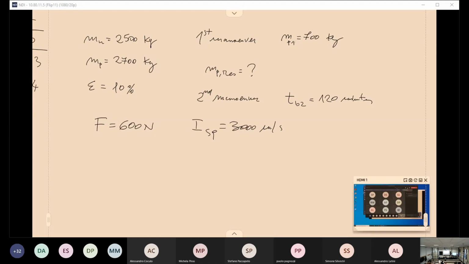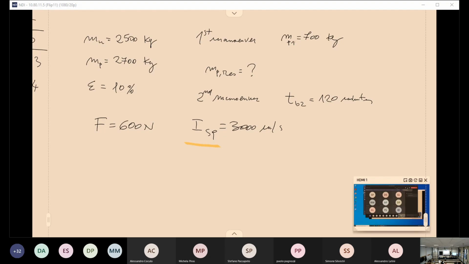So this is something I do. I use the symbol ISP for the meaning of specific impulse that can be expressed in meter per second or in second. And if it is expressed in meter per second, it is equal to the equivalent exhaust velocity, or also effective exhaust velocity. Okay, but the important thing is that we have the meaning.